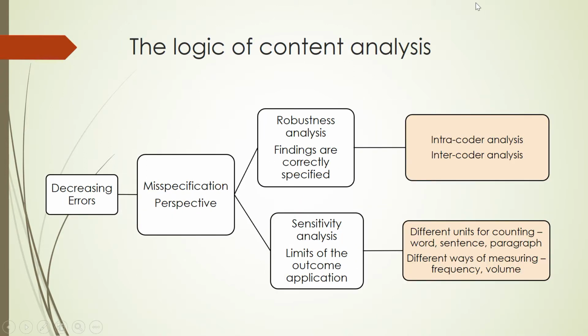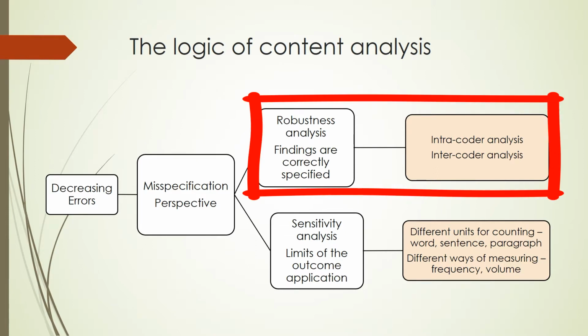When it comes to the misspecification perspective, there are two aspects: robustness analysis and sensitivity analysis. In the robustness analysis, we want to ensure that the findings are correctly specified. To ensure that findings are correctly specified in content analysis, we can ensure there's intra-coder analysis. And also, we can ensure there is inter-coder analysis.